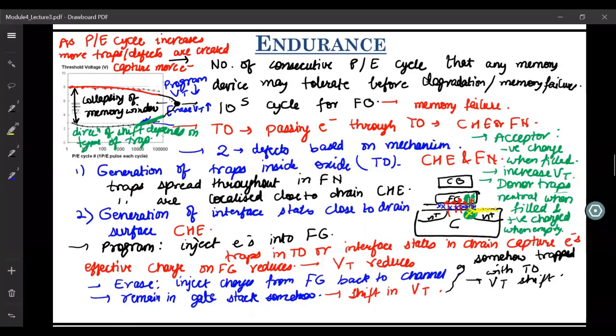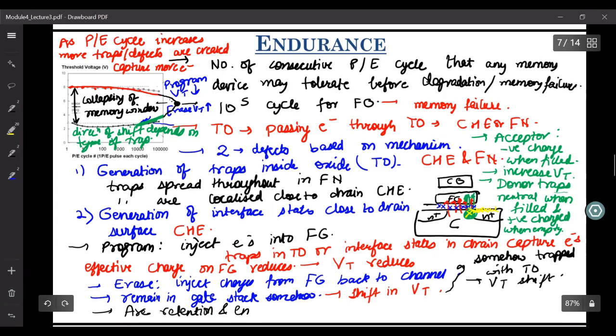Now let us answer another important question. Are retention and endurance related? In general, no. But the mechanisms which degrade endurance also degrade retention.